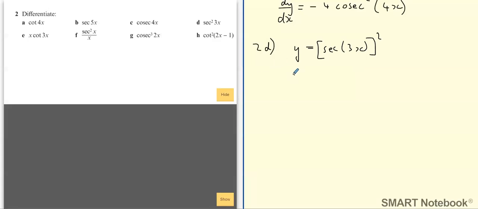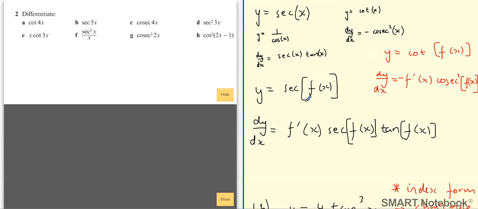Next thing, when you differentiate this, bring the power down. Take 1 away from the power, so it becomes 1. And then I need to differentiate sec 3x. Now the differential of sec 3x is, if we go back over here, sec f of x gives f dash of x, sec f of x tan f of x.